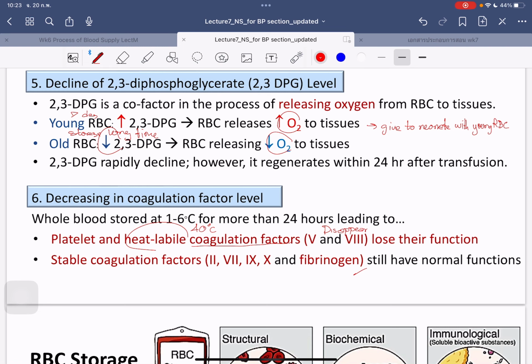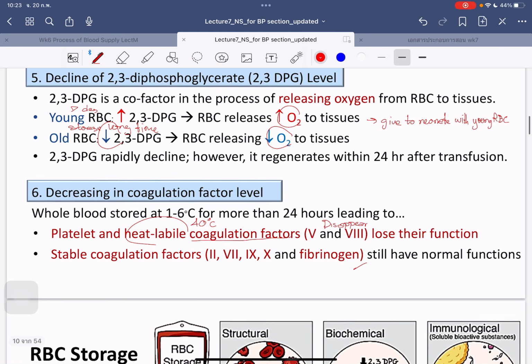While the factors such as 2, 7, 9, 10, and fibrinogen are still present in the whole blood or in the plasma and still have normal functions. I recommend you remember this because it is often found in combinations.